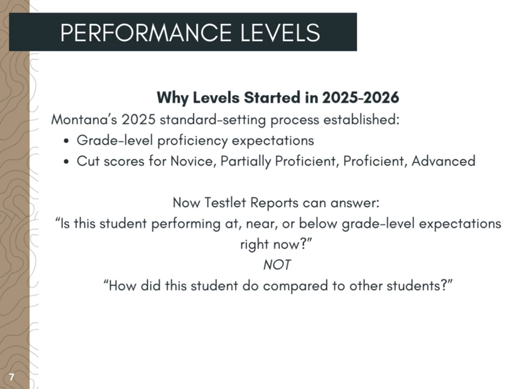During the 2024-2025 school year, MAST used performance bands, which compared each student to other students who took a similar Testlet across the state. Bands always split students into 3 equal groups: top third, middle third, and bottom third. But these did not reflect whether a student was meeting grade level expectations. After the 2024-2025 administration, Montana completed its standard setting process, which established grade level proficiency expectations and cut scores for all achievement levels. This made it possible for Testlets to move from peer comparison to standards-based levels.